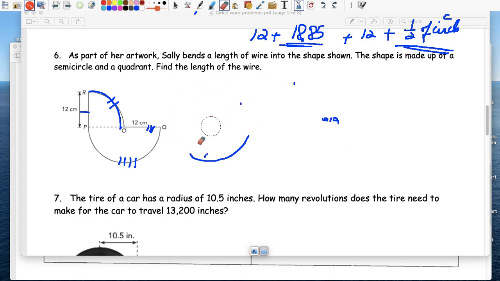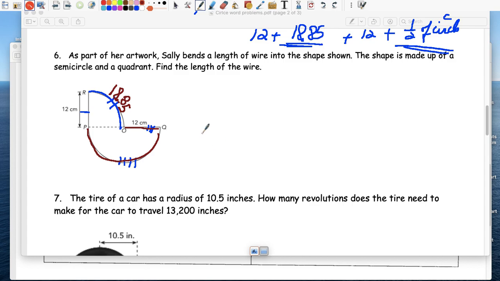Now I need this part here. That's what I'm looking at, right? So I found 18.85, and this is 12, so I know that's 12, so I need this. This is my last part.